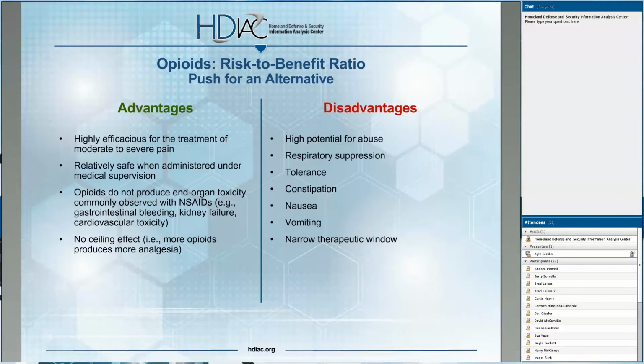And some other undesirable side effects that are caused by opioids include constipation, nausea, and vomiting, and this is because these clinical manifestations are all, of course, tied to mu-opioid signaling pathways.